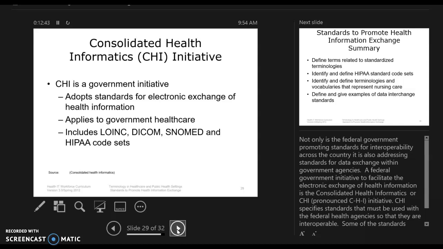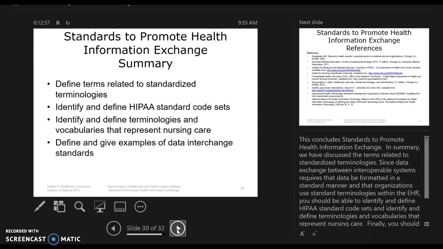And CHI is a government initiative. It adopts the standards for electronic exchange of health information. It applies to government healthcare, and it includes LOINC, DICOM, SNOMED, and HIPAA code sets. And these are standards to promote health information exchange. You will get to use these in a little more detail as we go through the course and talk more about things like FHIR, HL7, and health information exchanges.